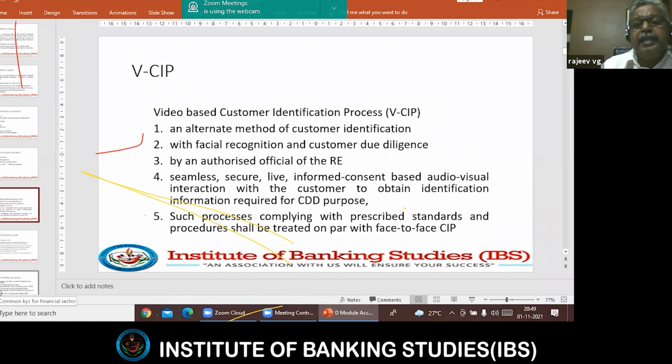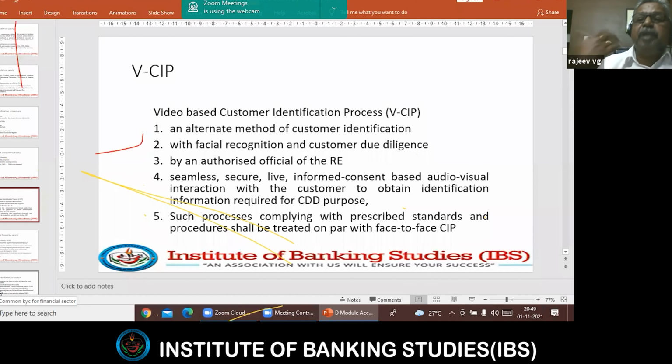It has to be done by an authorized official of the RE. RE means regulated entity, that is the bank here. Seamless, secure, live, informed, consent-based audio-visual interaction with the customer. It has to be secure, it has to be live, and the customer has to consent to it. And it is an audio-visual interaction with the customer to obtain identification information required for the CDD purpose. CDD means customer due diligence.